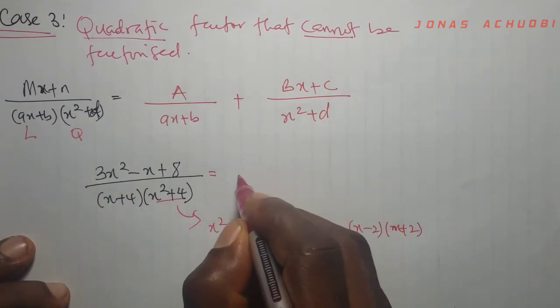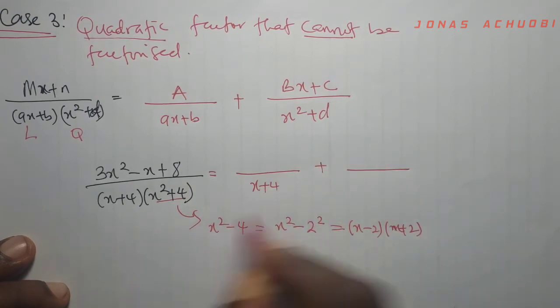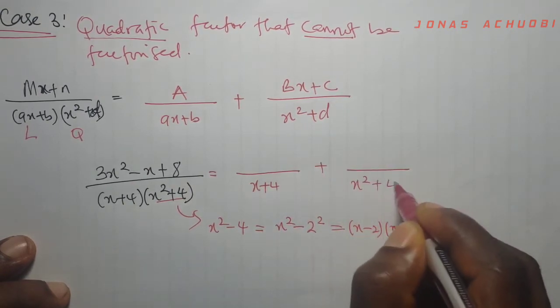So what do we do? The first factor here is x plus 4, plus the second factor is x squared plus 4.